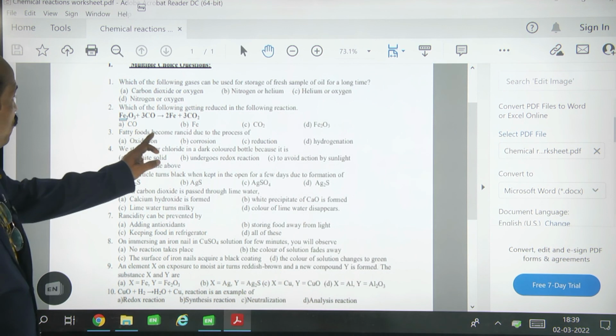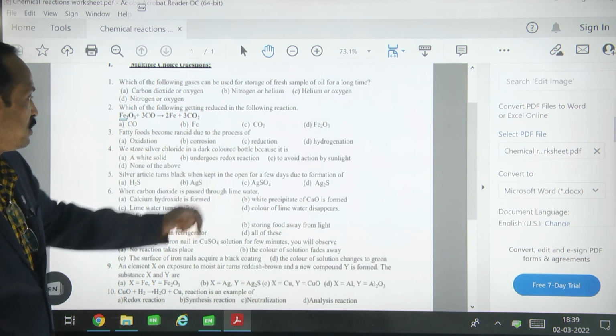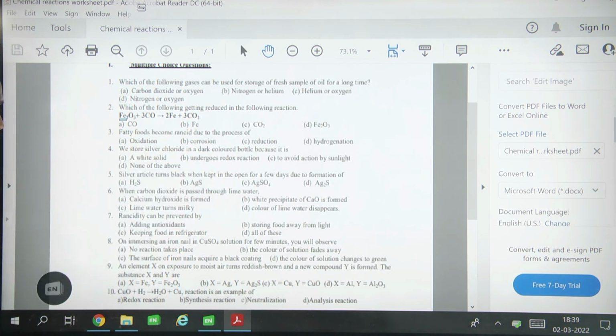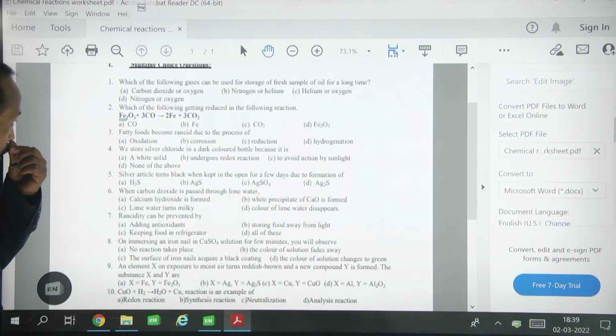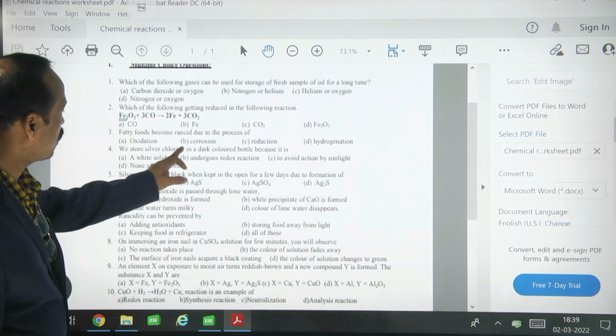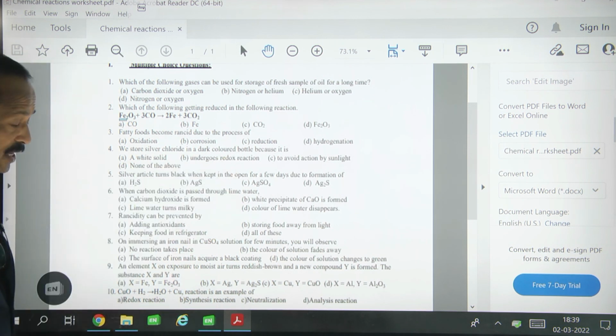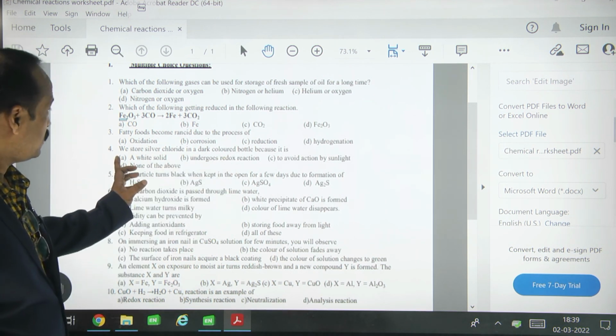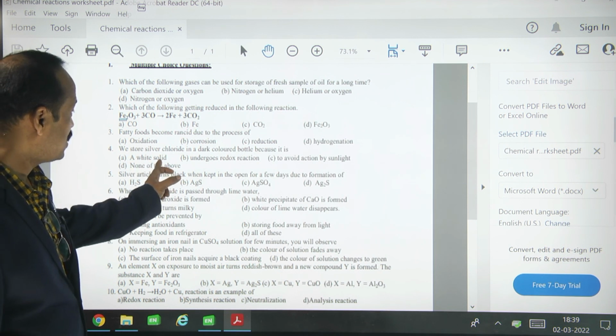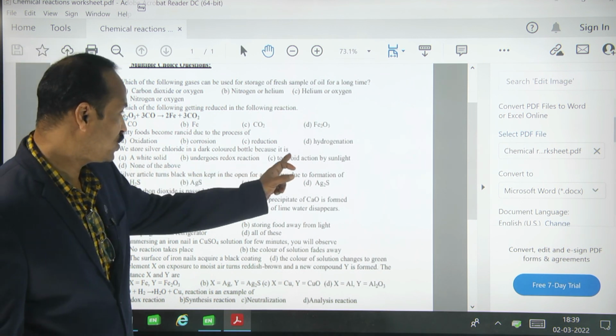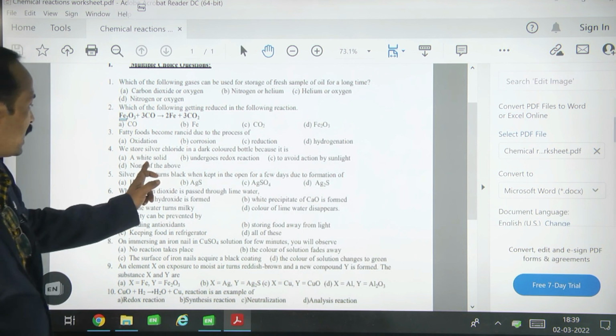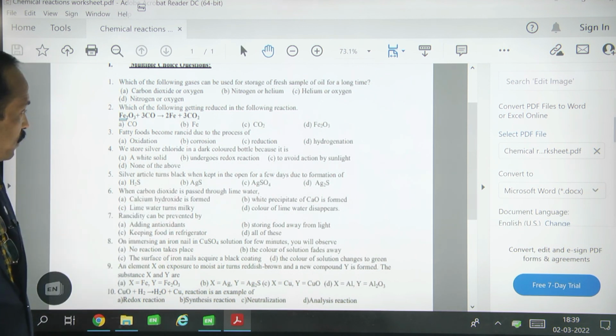Now, fatty foods become rancid. Which process is this? Oxidation, corrosion, reduction, hydrogenation. Oxidation. We store silver chloride in dark colored bottles. Why? A white solid undergoes redox reaction, to avoid the action of sunlight, or none of the above. What is the right answer?